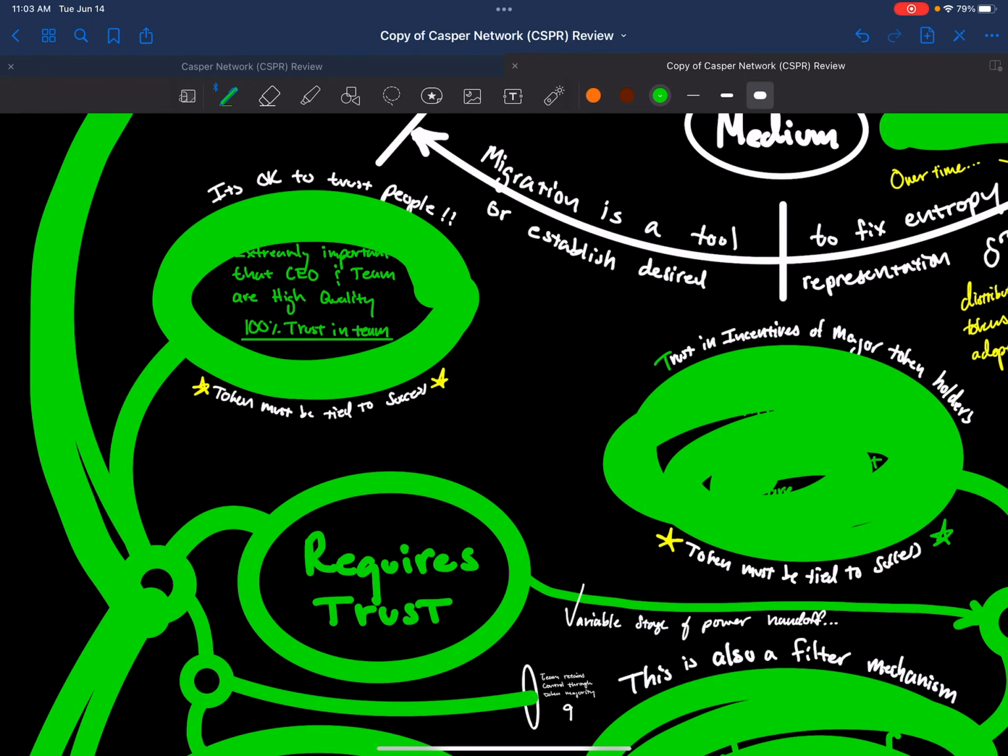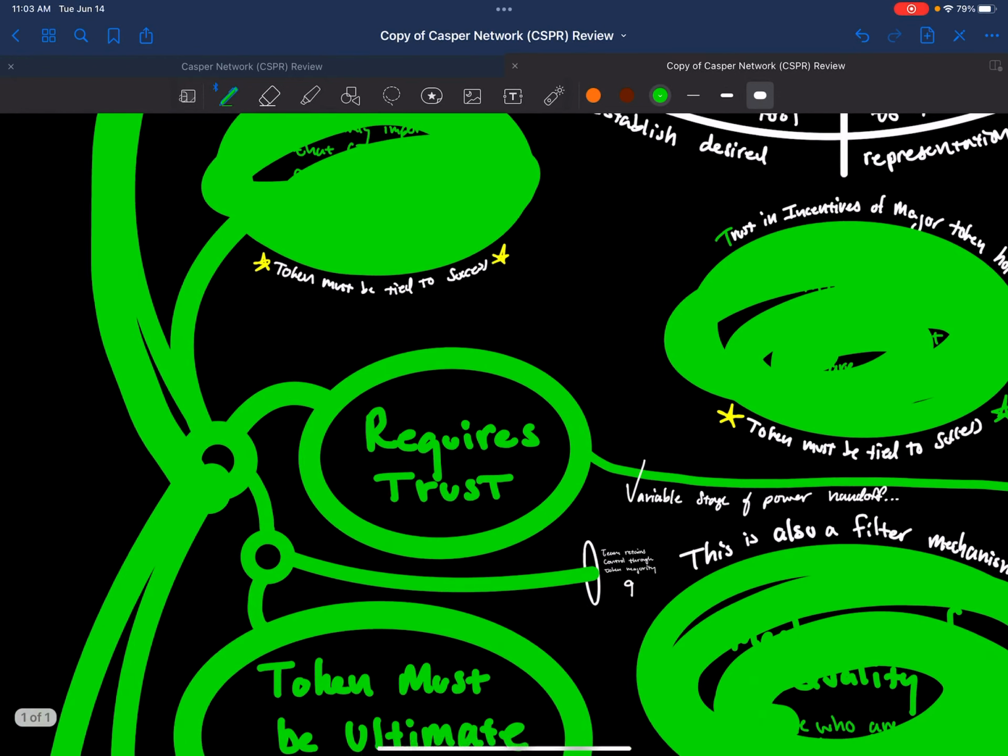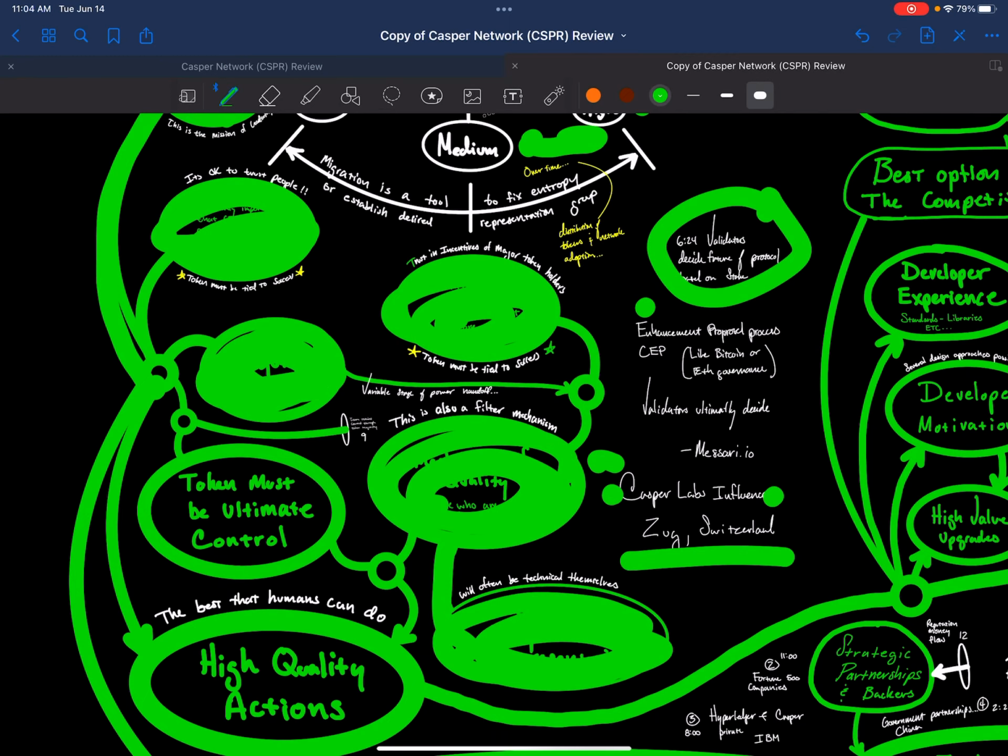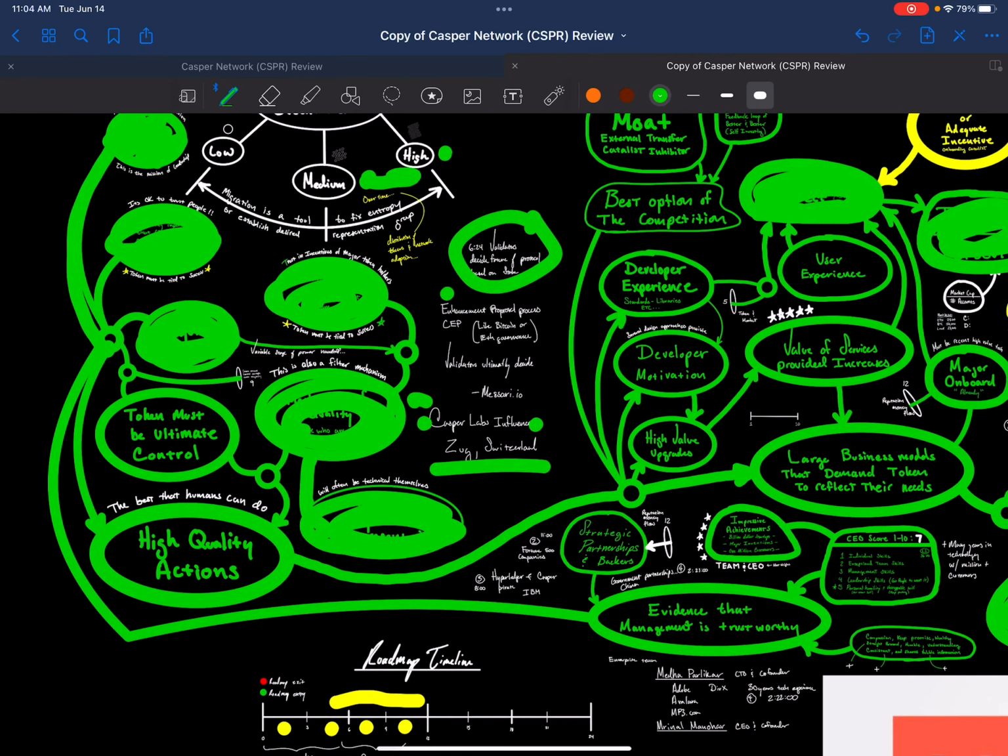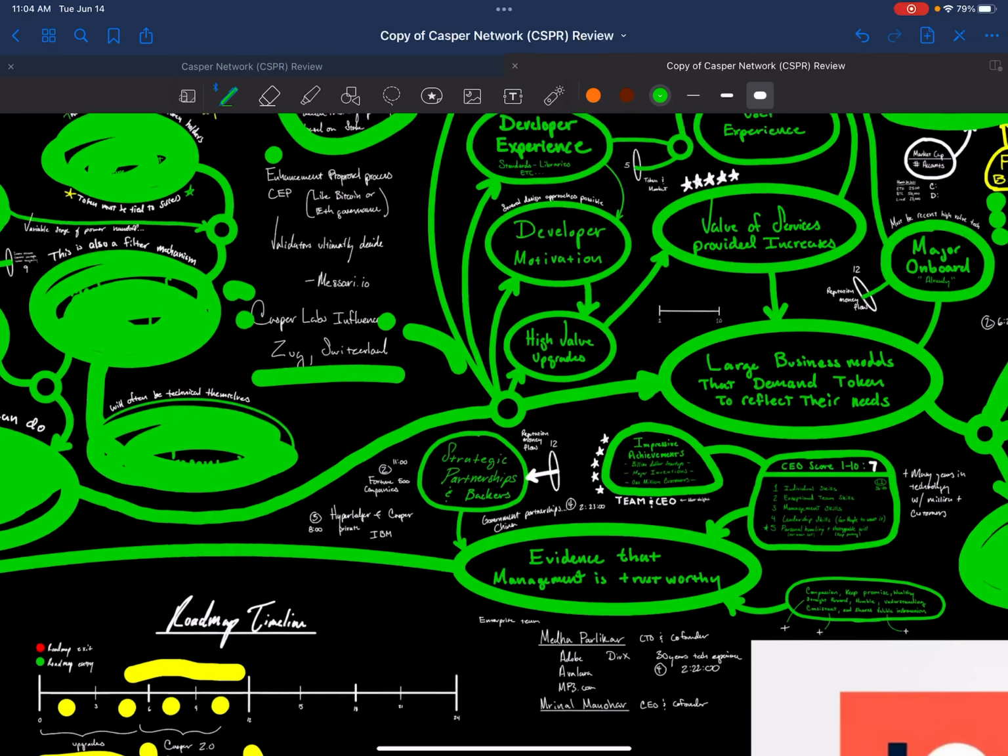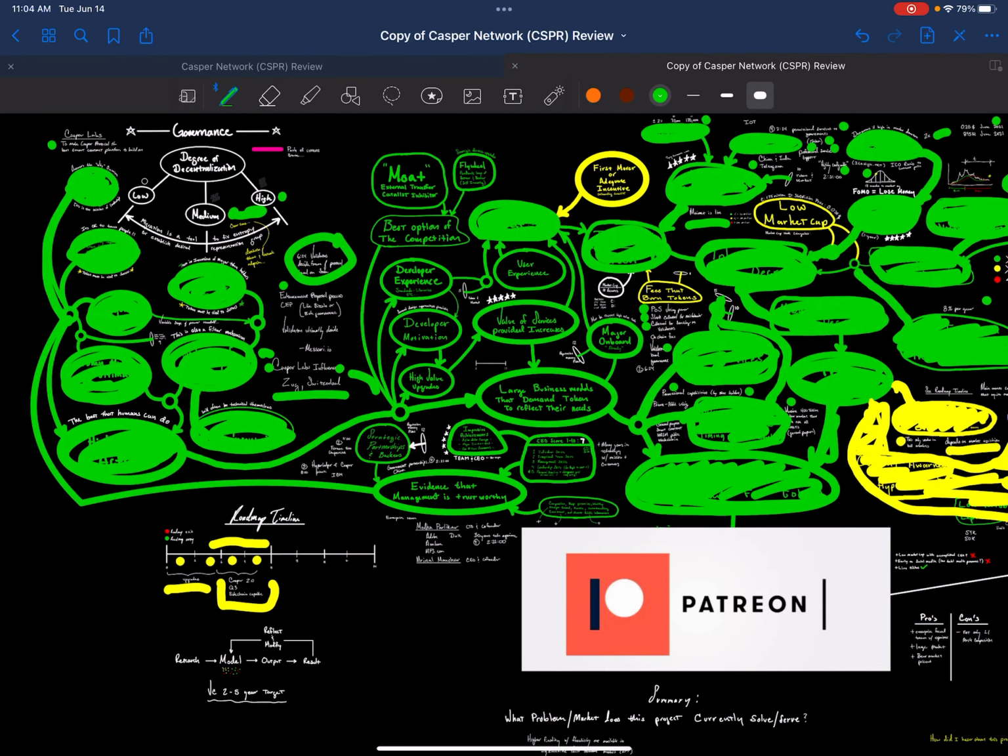It's extremely important that the CEO and the team are high quality. They are. It does require some degree of trust, but not that much. Casper Labs, you do want Casper Labs to keep working in order to get this thing off the ground. Token must be the ultimate control, and it is. High quality actions, I expect that to be the case. So all those things are good with governance.